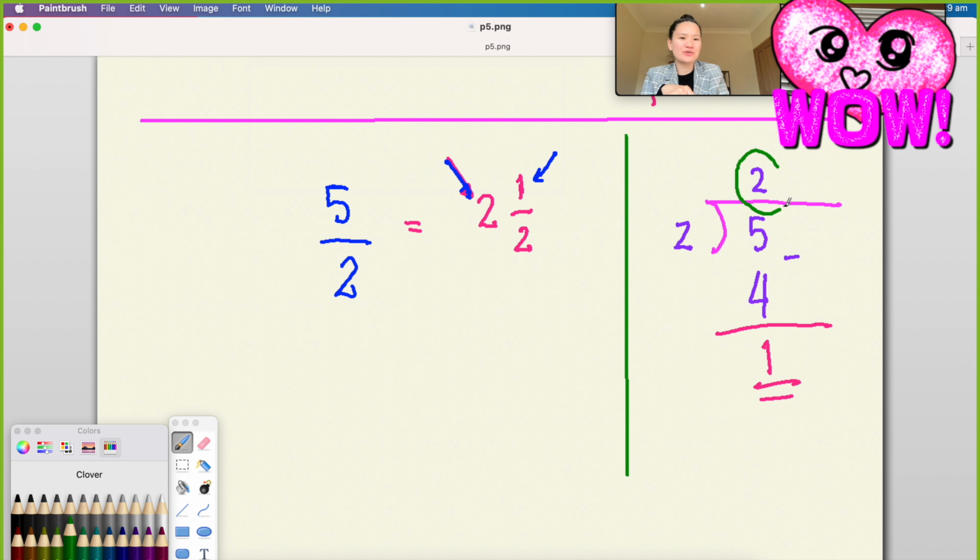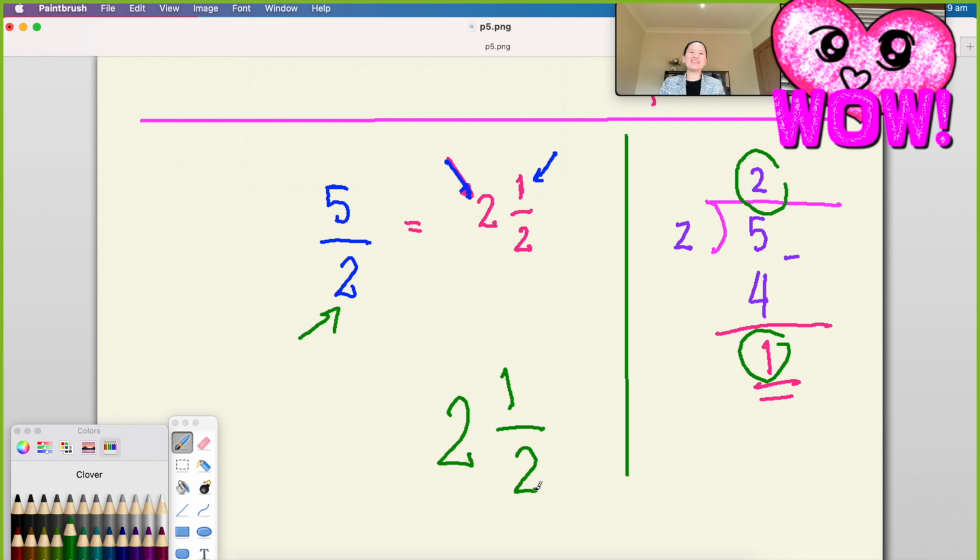Same concept. You have 2 here, you write out 2 here, you have remainder 1, write out the remainder here, and the denominator has to be the same. Grace, does that make sense or not? Is that hard? It might be hard at the beginning.